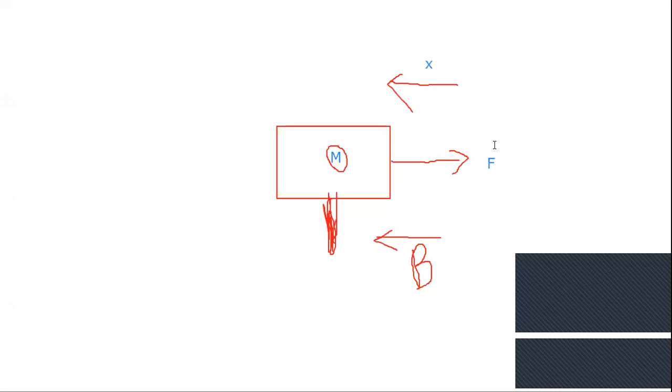Let me repeat. I am applying a force F on this particular car. The car has a mass and it has friction. So you are having an opposition force of m into d square x by dt square because of the mass, and because of the friction, you are having an opposition force given by B into dx by dt.